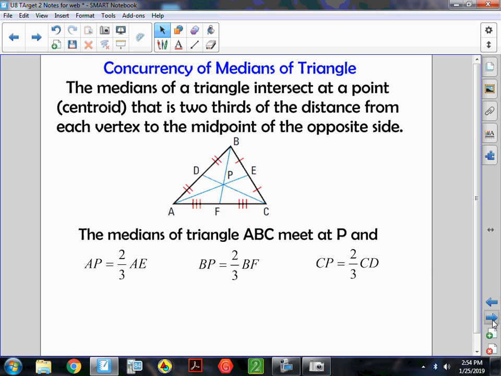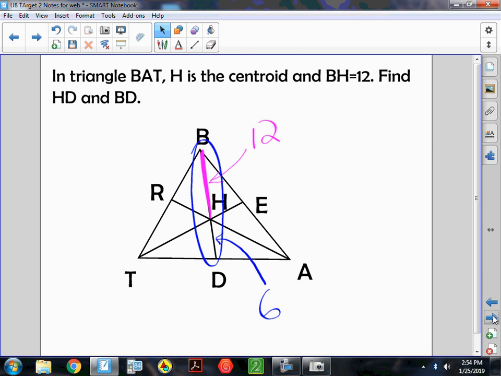And so there are some examples there for you to look at within the segments given. Or you could say the centroid is 2/3 of the way from the vertex to the endpoint. So BP, P is the centroid, P is 2/3 of the distance from B to F. And then there are just some different problems that are being solved. I'm going to do a couple of examples with you.